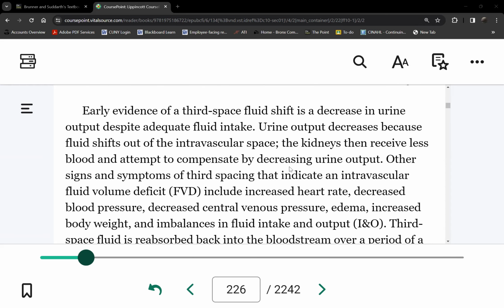Let me explain the concept of third spacing. Technically, when we say edema and third space, it's actually referring to the same thing. The fluid is not inside the cell. It's not inside the blood vessel. It is somewhere in between. It should not be there. This is extra fluid that should not be in between cells and blood vessels. They got there by two different mechanisms. That's the main difference between edema and third spacing.